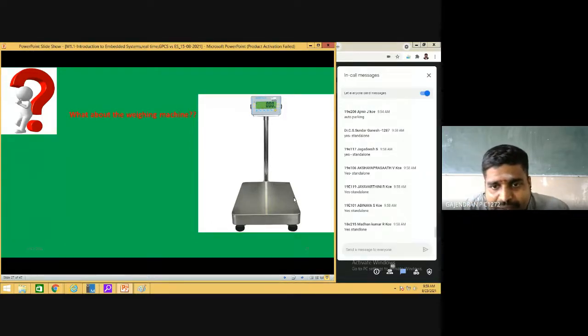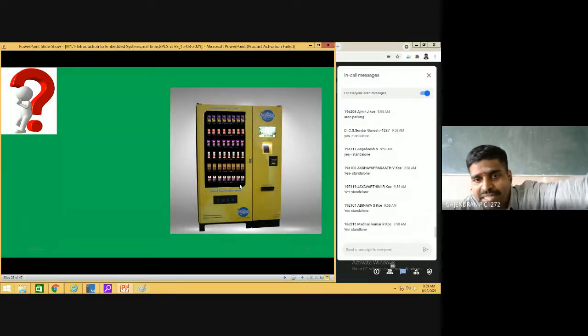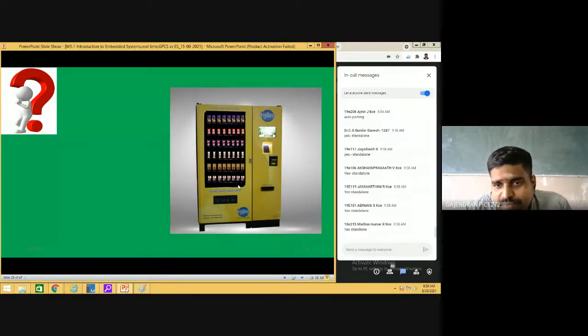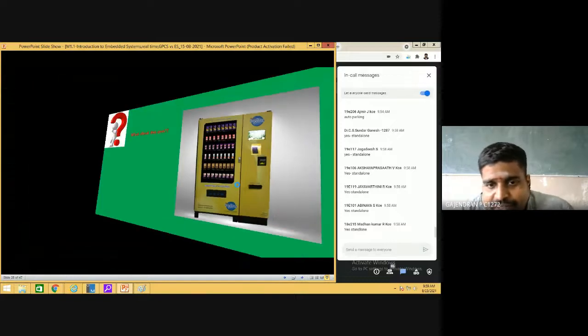Okay, after discussing all the things, what is this? What is the name of this? Any idea? Unmute and tell. Hello? What is the name of this? Vending machine, sir. Very good, vending machine. Is the vending machine an embedded system application? Yes, sir. Standalone or part of a large system? Standalone, sir. Standalone system. Very good. Next one.